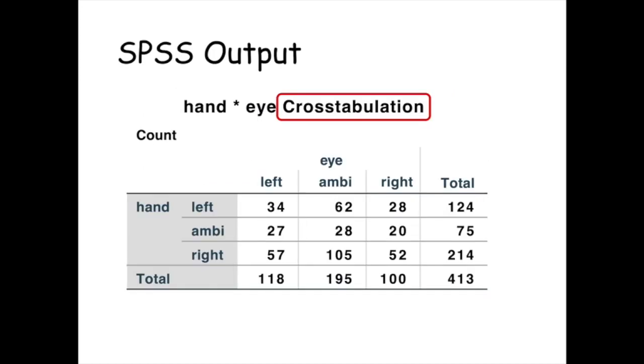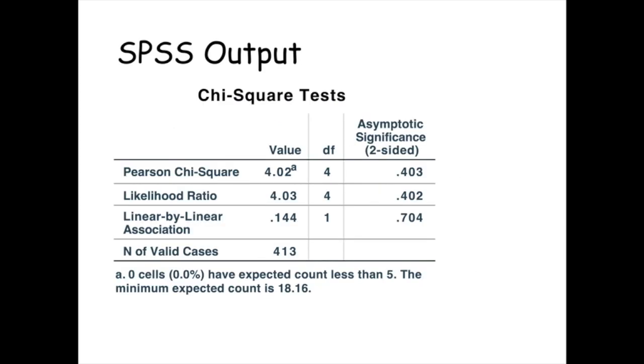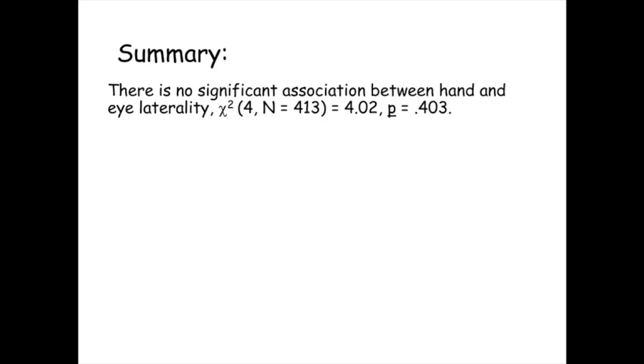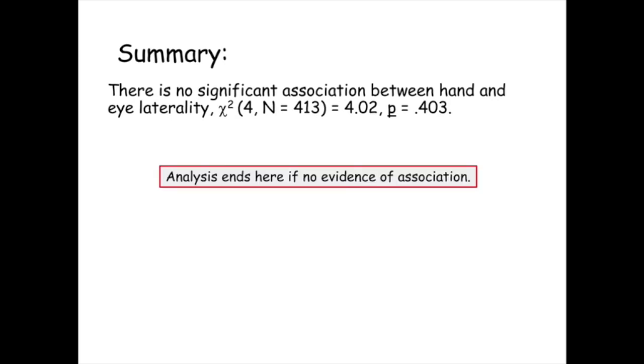Here's what the SPSS output looks like. This is the cross-tabulation of hand and eye laterality with the frequencies for each cell. The chi-square table looks a little different than for the goodness of fit test. Notice that there are several test results listed. We interpret the first row, the Pearson chi-square result. The researchers would conclude that there is no significant association between hand and eye laterality. Because the null hypothesis was not rejected, no further analysis is done.